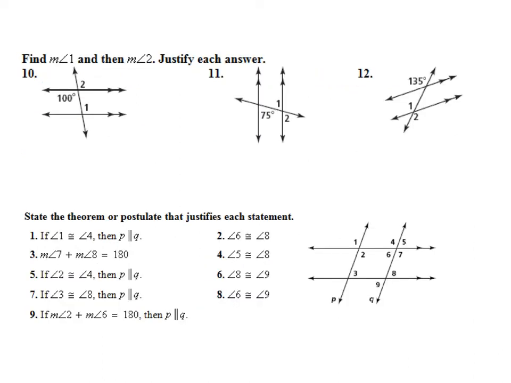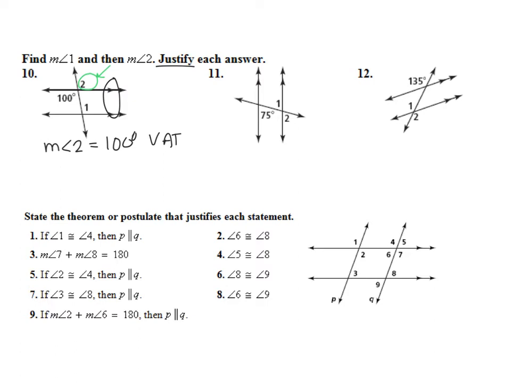Okay, now we're going to find the angle measures and then provide justifications. So this symbol means that they're parallel. So first of all, I know that the measure of angle 2 has to be 100 degrees by vertical angle theorem. Always look for vertical angles. I think those are the easiest.